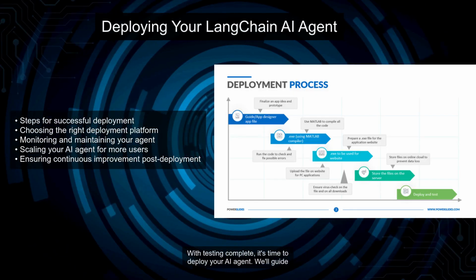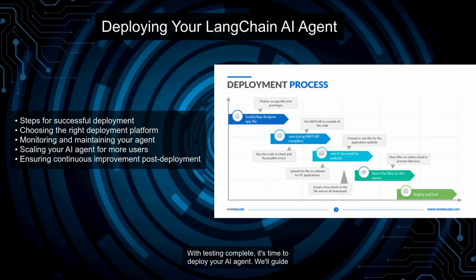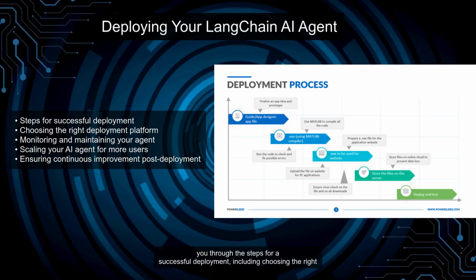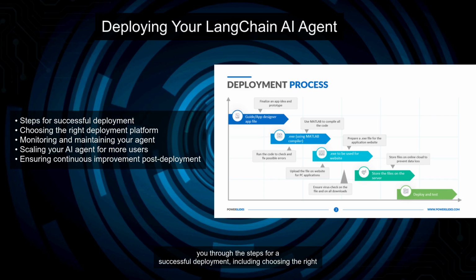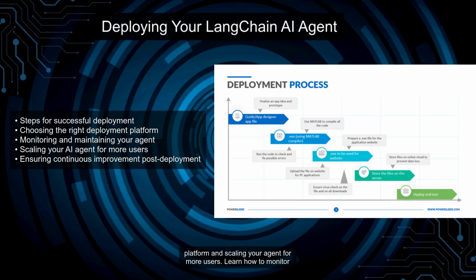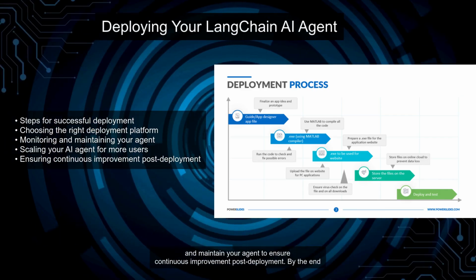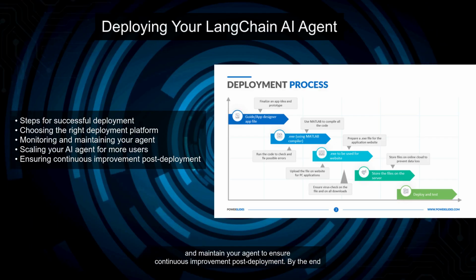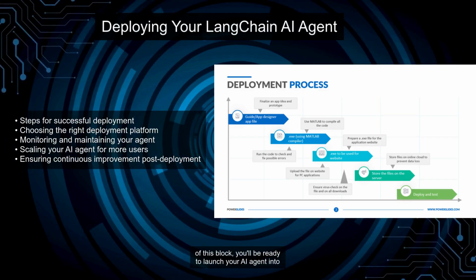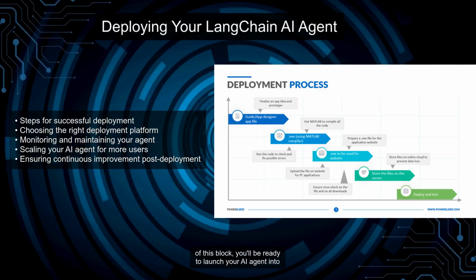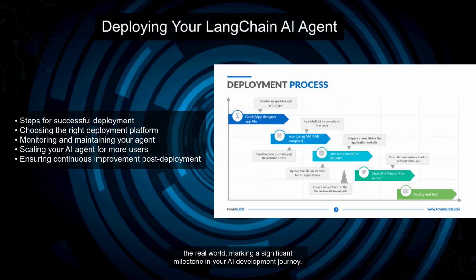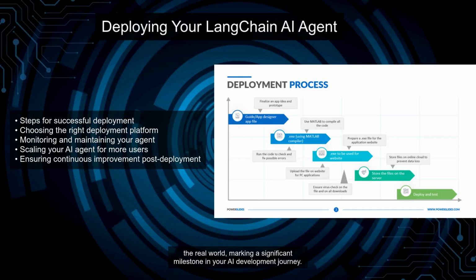With testing complete, it's time to deploy your AI agent. We'll guide you through the steps for a successful deployment, including choosing the right platform and scaling your agent for more users. Learn how to monitor and maintain your agent to ensure continuous improvement post-deployment. By the end of this block, you'll be ready to launch your AI agent into the real world, marking a significant milestone in your AI development journey.